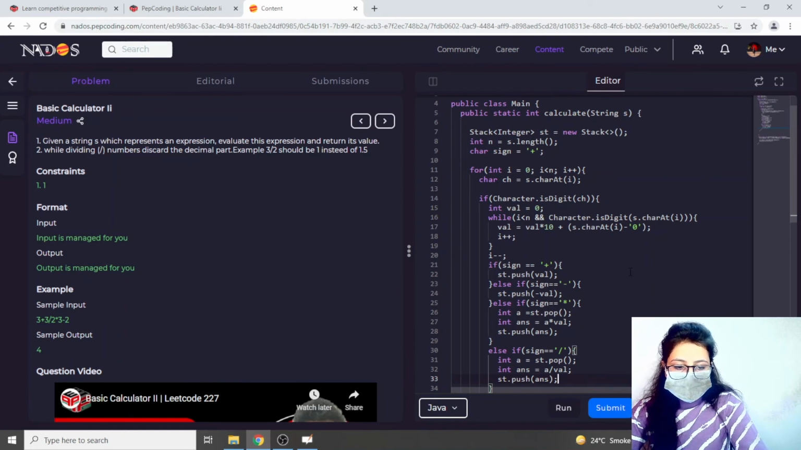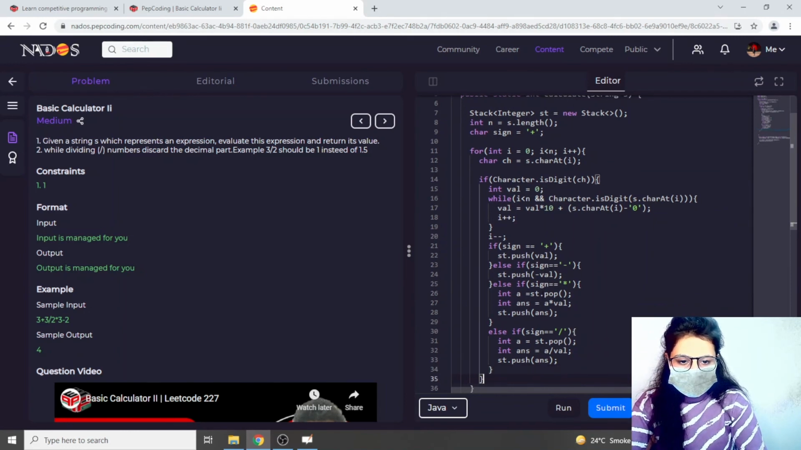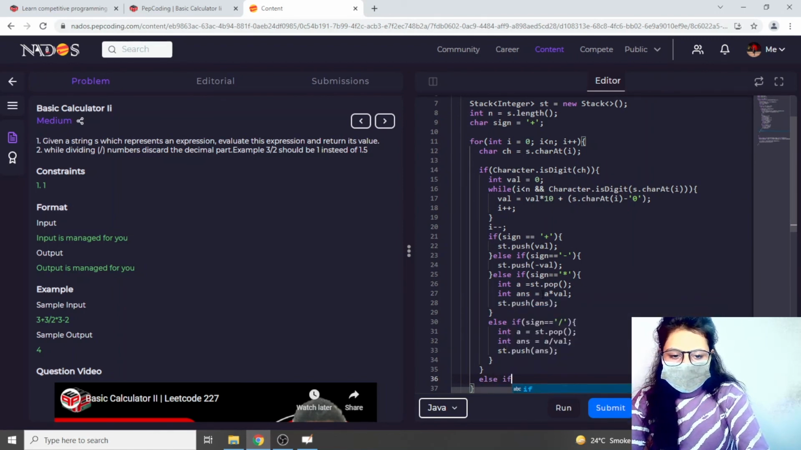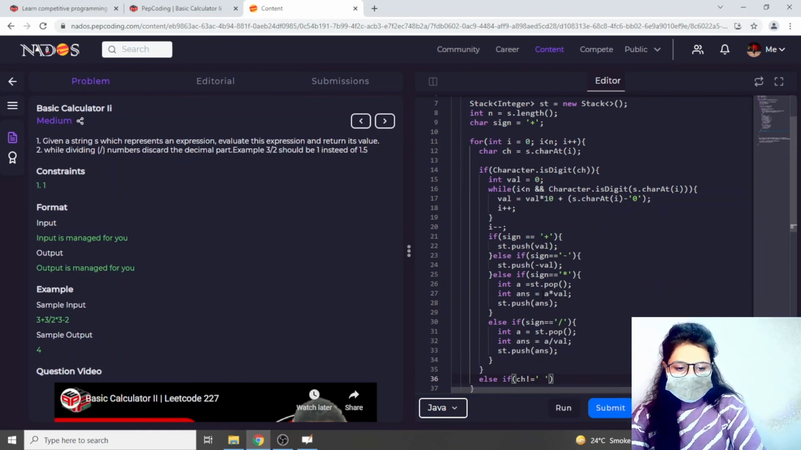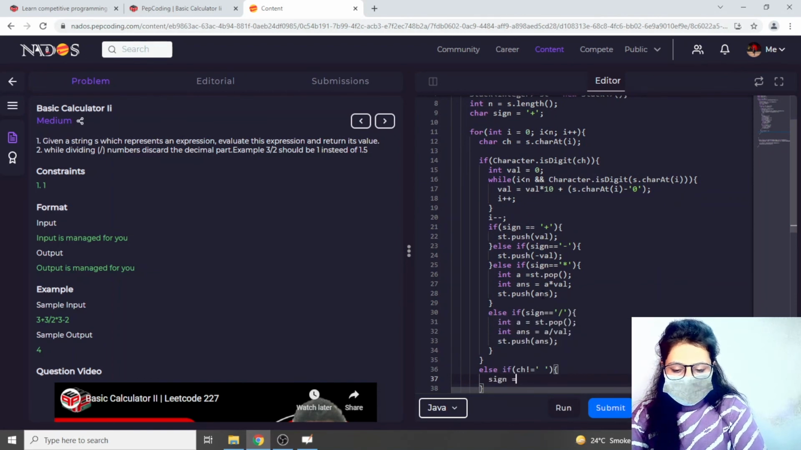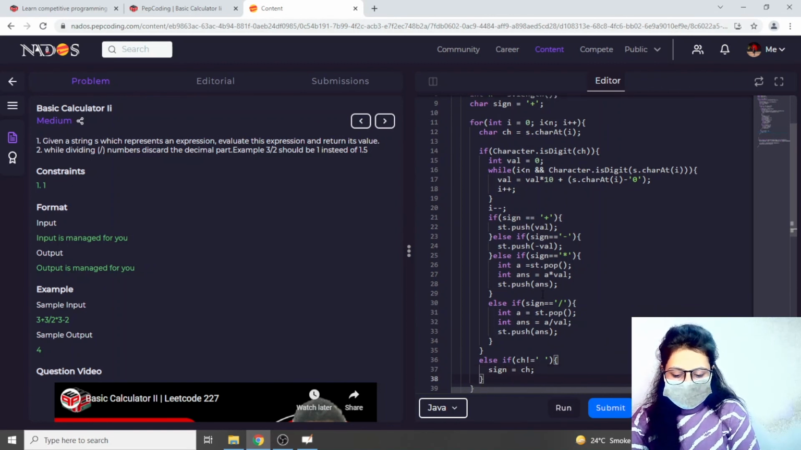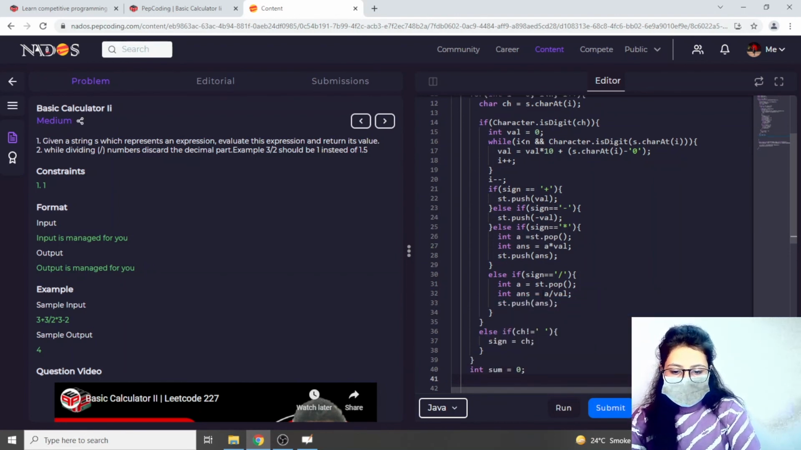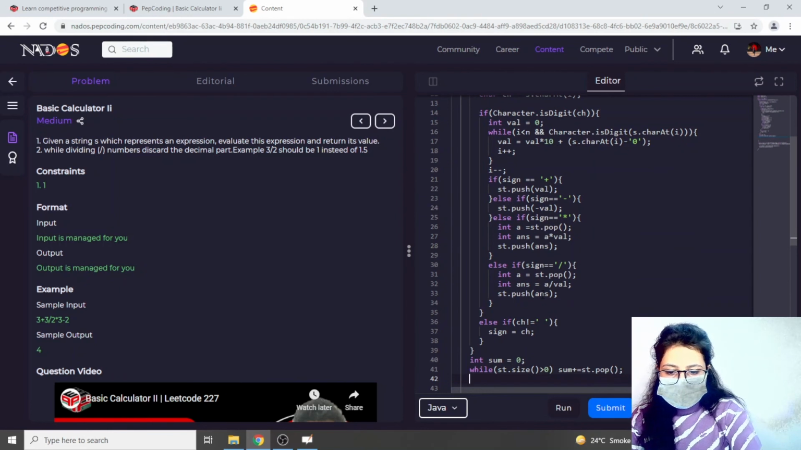Okay. Next, we're coming out of the if condition. Else, if our ch is not equal to empty, then sign will be equal to ch, right? Next, at last, we'll make sum equals 0, and while st dot size is still greater than 0, it's not empty, we'll update the sum by popping out the value. Next, we'll return the sum.